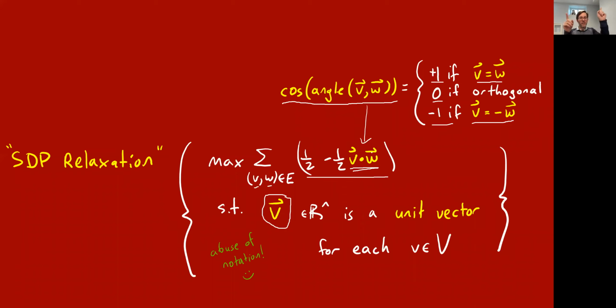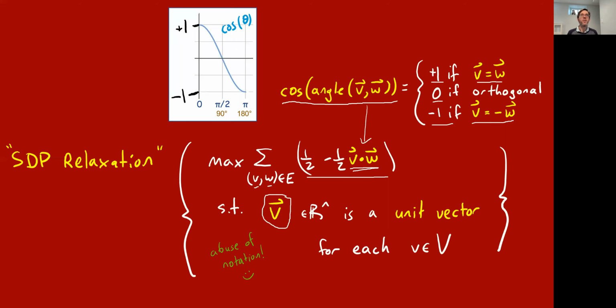So geometrically, you have a vector for every vertex, and if they're antipodal, you get 1 point if there's an edge, and if they're the same, you get 0 points. If they're orthogonal, you get half a point, and everything in between. So this is what the plot of cosine theta looks like as theta goes from 0 to pi. Okay, so you're trying to embed this graph into the unit sphere such that the edges' endpoints are as far apart as possible.